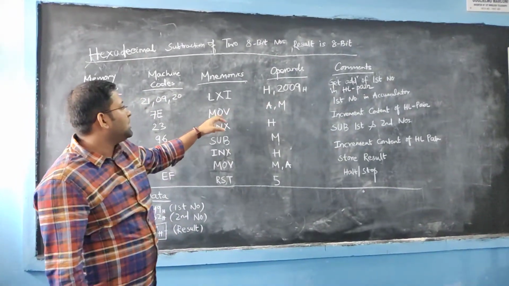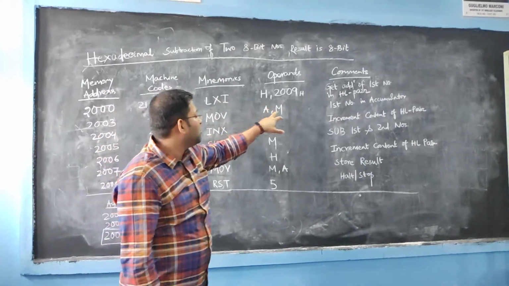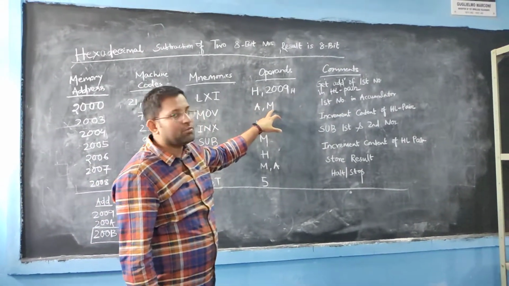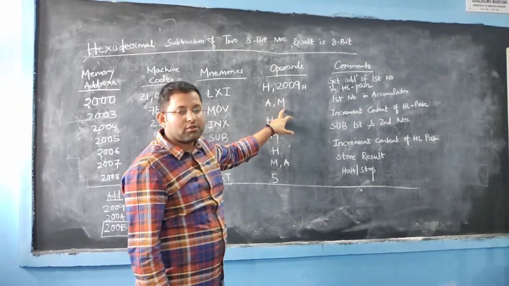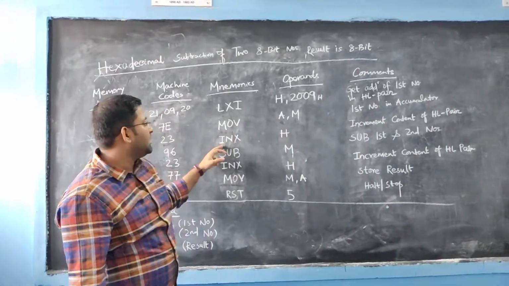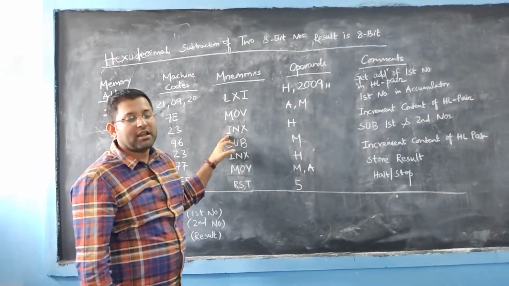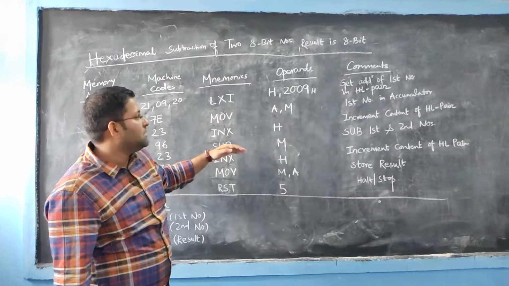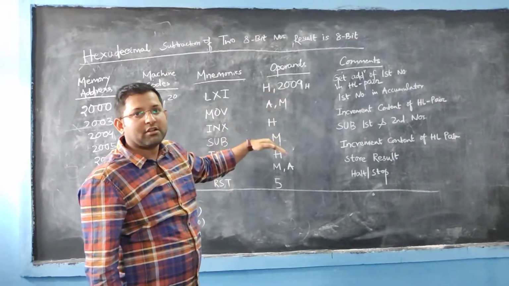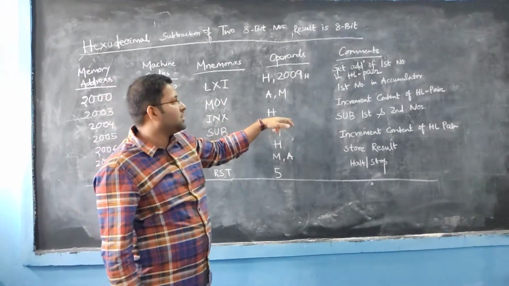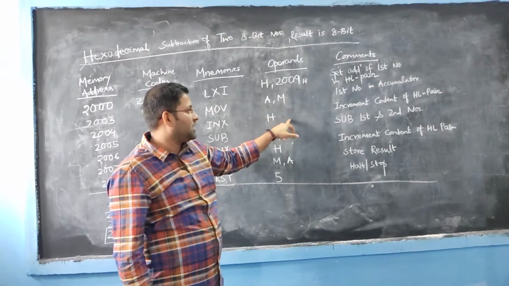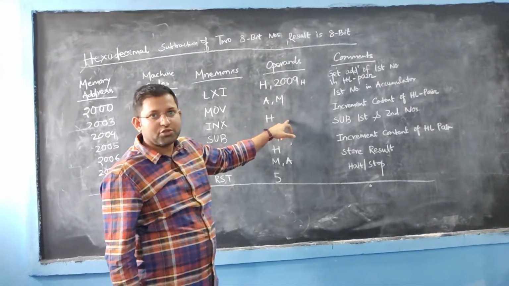Next, MOV A,M. That means memory content is moved to the accumulator. That means the content of the memory, that is the first number which you have given as the input, is moved to the accumulator. Your next line is INX H. That means your HL pair is incremented. Previously the HL pair was at 2009. Now it will be incremented. So the value of HL pair is at what? 200A. So INX H means your HL pair content is at 200A.